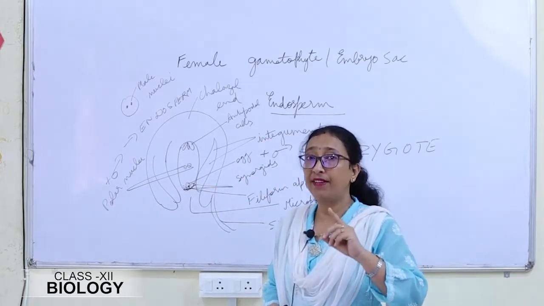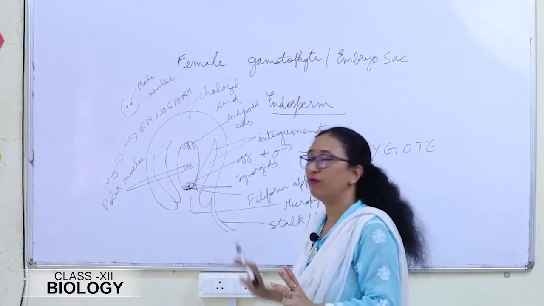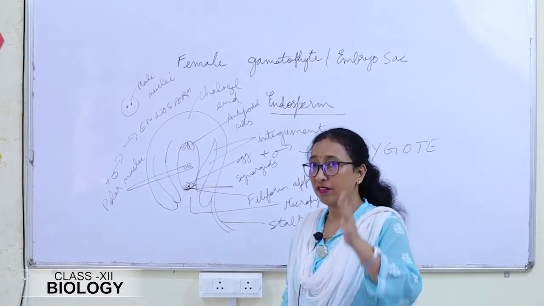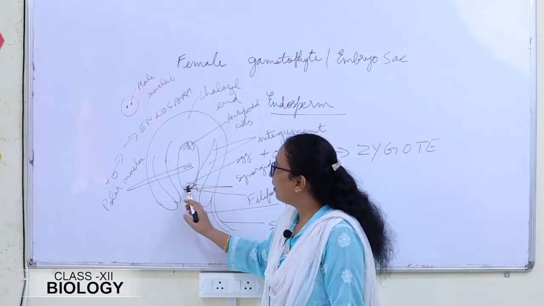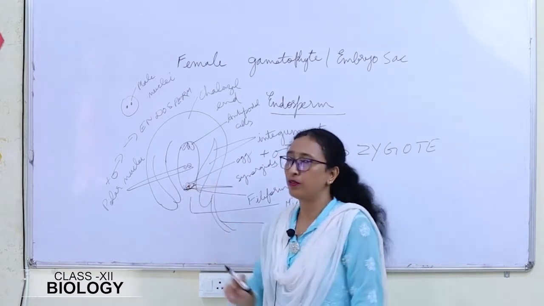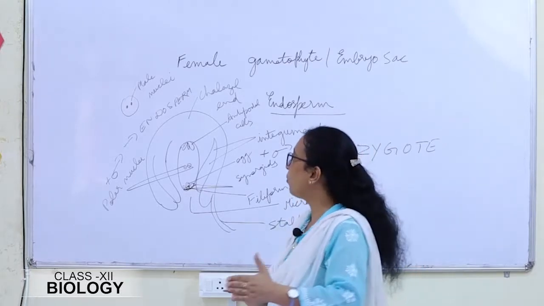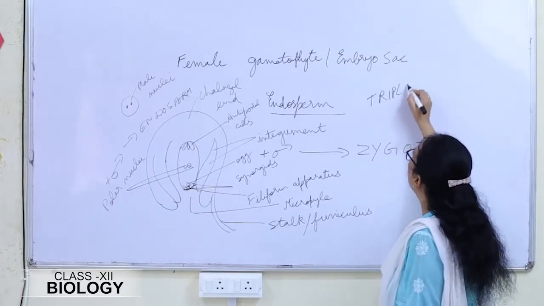This topic I have dealt with thrice, so you can imagine the importance of this topic, the female gametophyte. That is double fertilization. Thrice I have mentioned double fertilization. Twice it will fertilize, once with the egg and another time with the polar nuclei. That is known as double fertilization, or it can also be known as triple fusion.